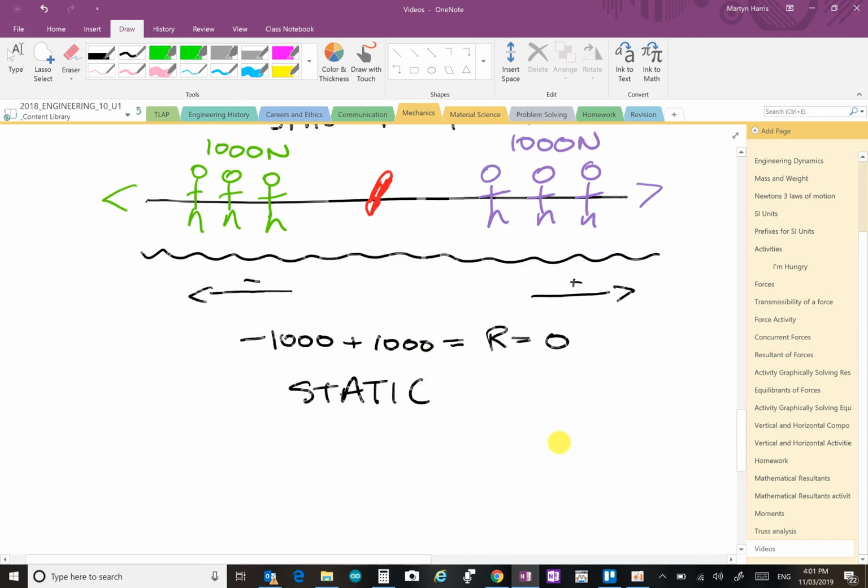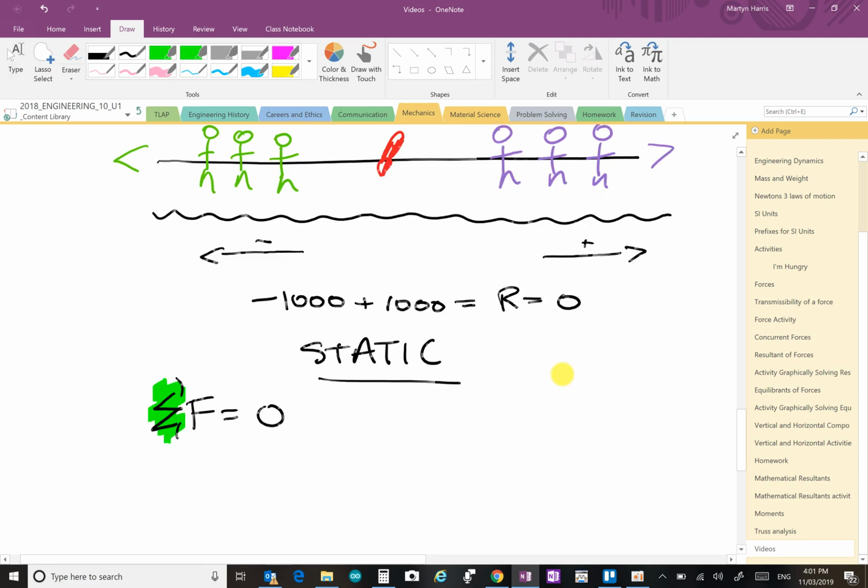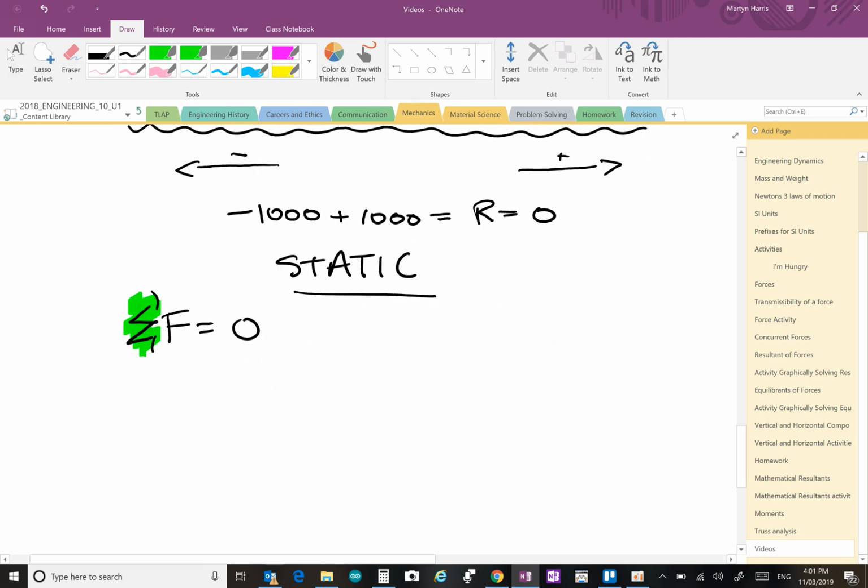So static means not moving, and in this scenario that means that the sum of all the forces acting equals 0. And this funny little sign here means sum of all. So this is static. Let's have a look at something that is dynamic.